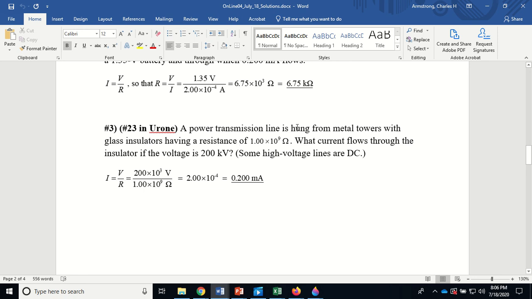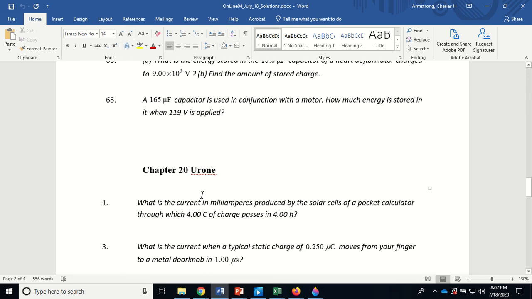A power transmission line is hung from metal towers with glass insulators having a resistance of 1.00 times 10 to the ninth ohms. What current flows through the insulator if the voltage is 2000 kV? Well, now you just use I equals V over R. You've got the voltage and the resistance, so you'd have 2.00 times 10 to the minus 4 amps. Oops, there's supposed to be amps in there. Just when you download, there should be an A there for amps. So 0.200 milliamps.